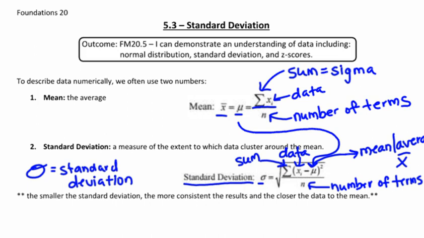The smaller the standard deviation, the more consistent the results and the closer the data is to the mean. So this means if I'm going to calculate a bunch of data, find the mean, I'm going to compare that number to see how far away it is from my average. And the closer that it is, that means my standard deviation will be a very low number. If my number is very far from my average, then my standard deviation will be a higher number. So we'll see that by a couple examples to follow.